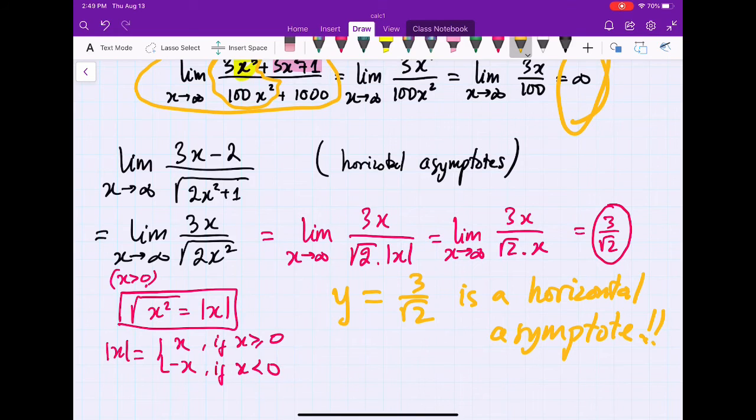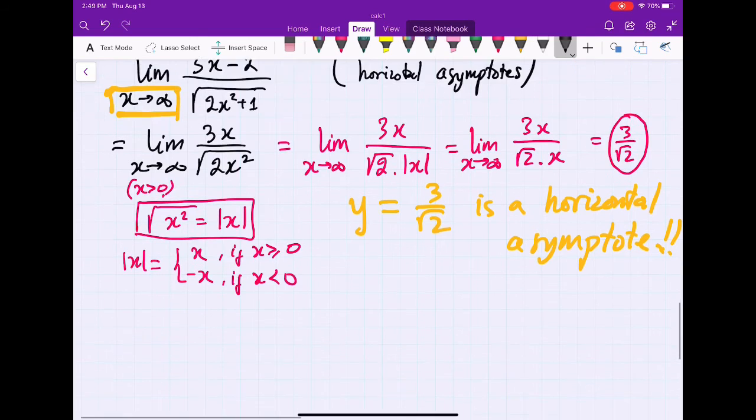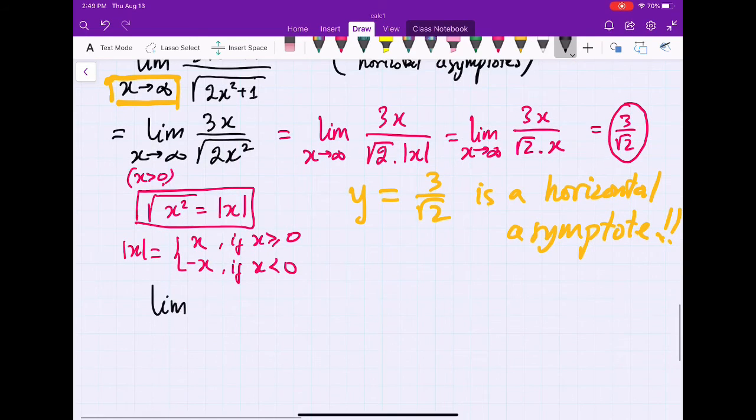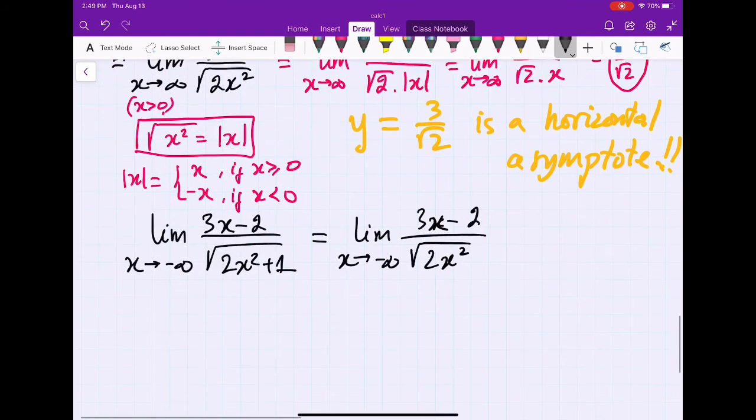Okay? Now look at this. That is just limit at positive infinity, right? So what happens if we consider limit of the same function at negative infinity? You see the difference in here. All right, so again, I use similarity. I get 3x minus 2 over square root of 2x squared, x approaches negative infinity, right?